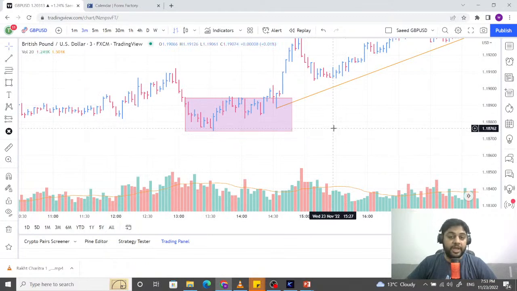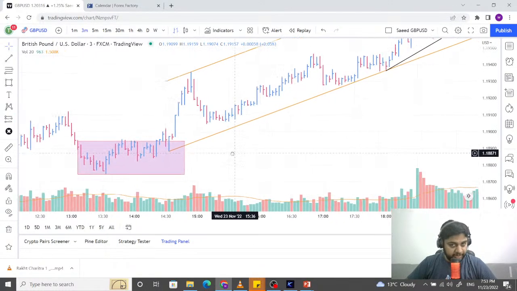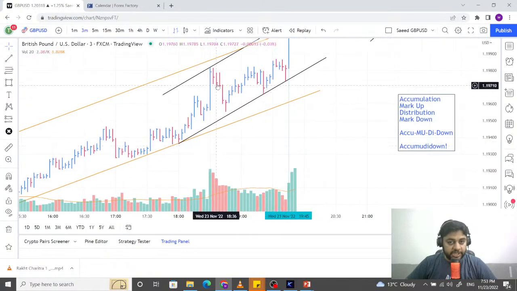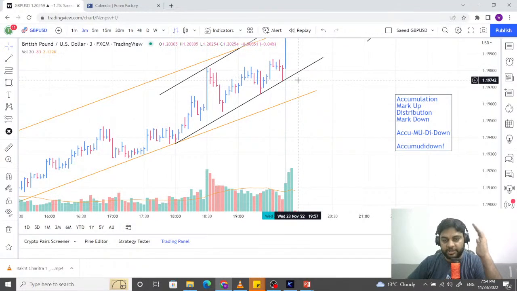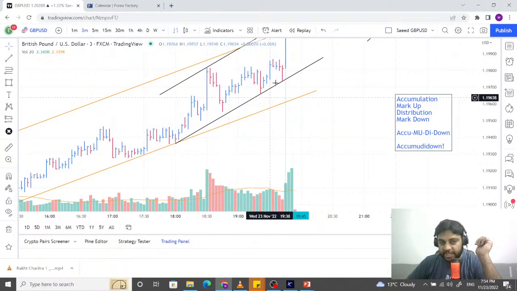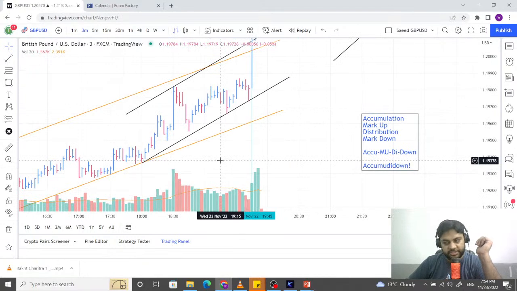Now, how do I know that this range is accumulation? Because I can see that a downtrend is exhausted over here. Remember, the uptrend was not exhausted over here. That's why I thought that it's gonna be a buy trade. The uptrend was not exhausted over here. The uptrend continued. Now, how do I know that the uptrend continued?